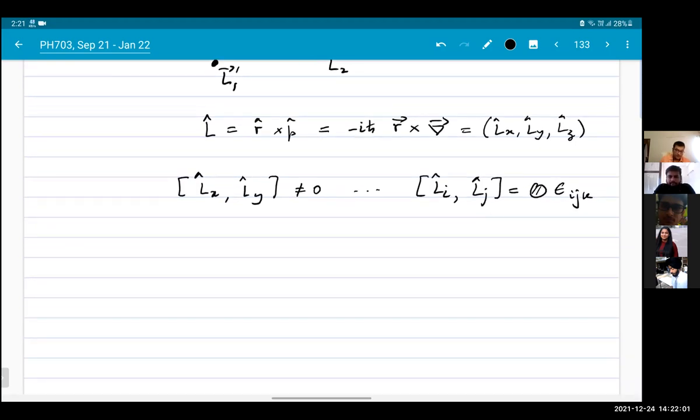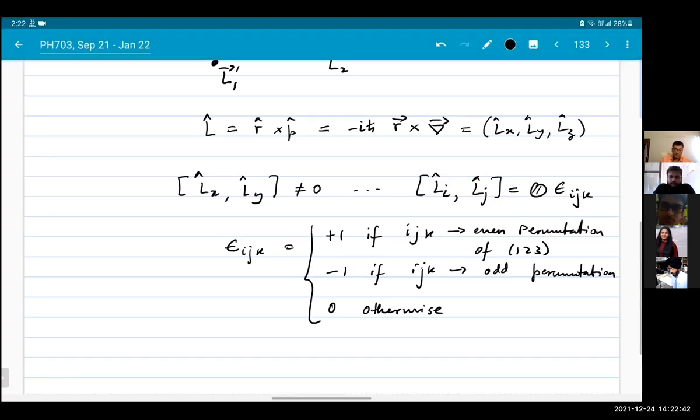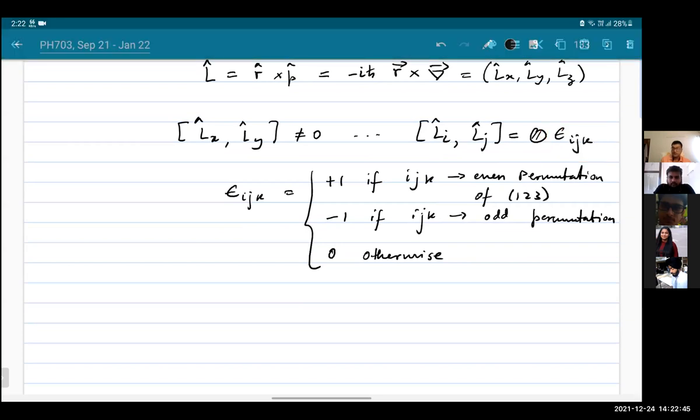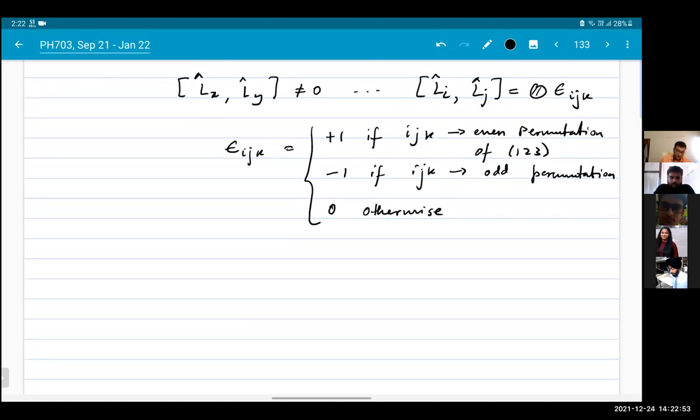So just to remind you again, this epsilon ijk is equal to plus 1 if ijk is an even permutation of 1, 2, 3 or x, y, z. And minus 1 if ijk is an odd permutation. And 0 otherwise. So that means if any of these i and j are equal, then this is 0. Right? That makes sense, because if you take the commutator of Lx with Lx, it's the same operator, you should get 0, right? So what is this commutator?